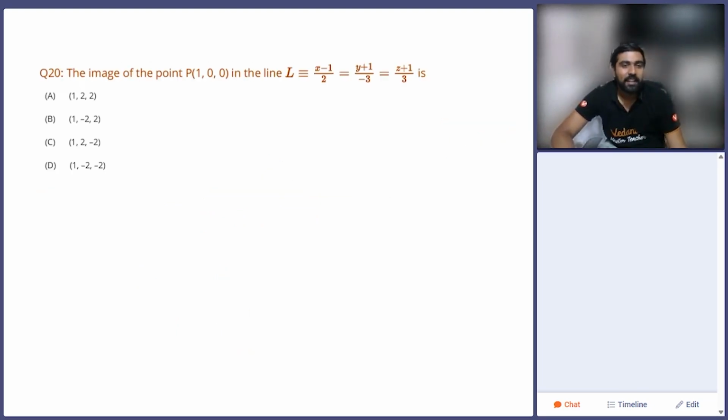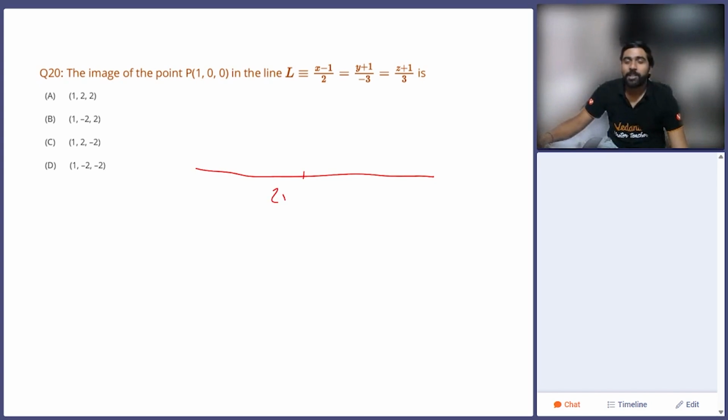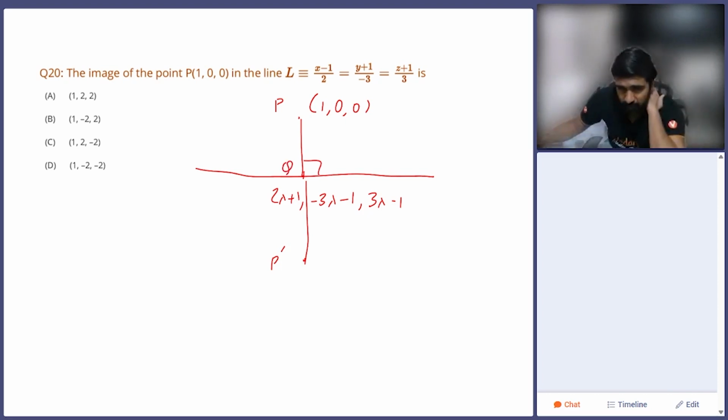Okay. Moving on. Image of the point 1, 0, 0 on this line. So in 3D lines, this is the most standard type of question which is being asked because planes is deleted. They have to play around with assuming a point on the line itself. So what can I say? I'll assume a point over here that is 2 lambda plus 1, comma minus 3 lambda minus 1, comma 3 lambda minus 1. And the point is 1, 0, 0 whose image I need to find. Let's assume that as P dash over here. So first of all, I'll use the fact that this point I'll assume as Q. So PQ is perpendicular to the given line whose direction ratios are 2, minus 3, 3.